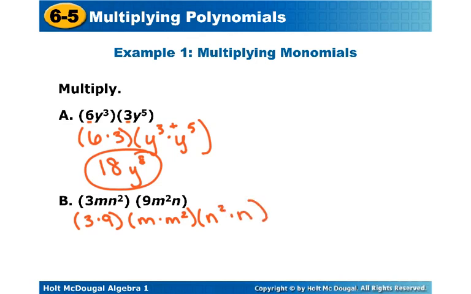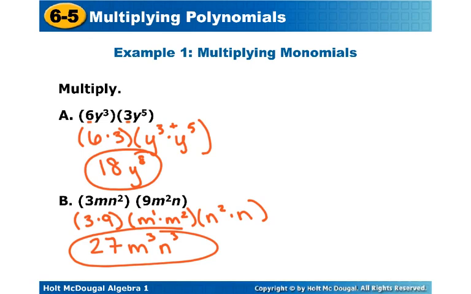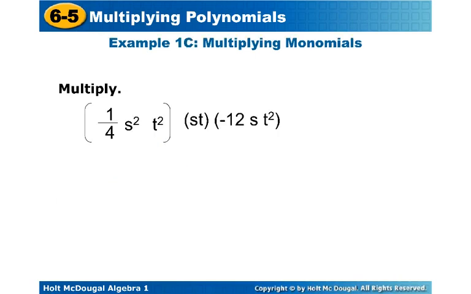And now multiplying together, 3 times 9 is 27. M times m squared is m, remember, this is to the first, so m cubed. And then n squared times n would become n cubed. So when I multiply 3mn squared times 9m squared n, I get 27m cubed n cubed. Okay, so you just multiply coefficients, add the exponents of the bases that are the same.